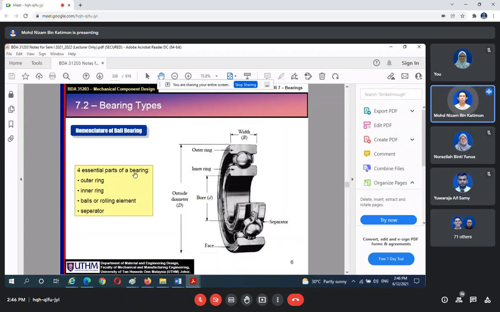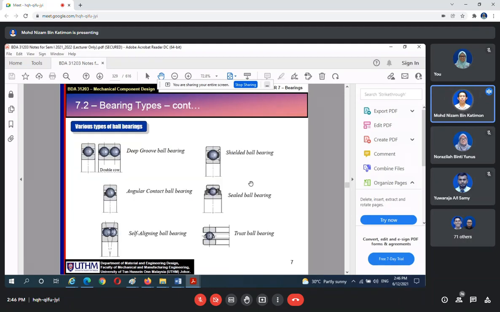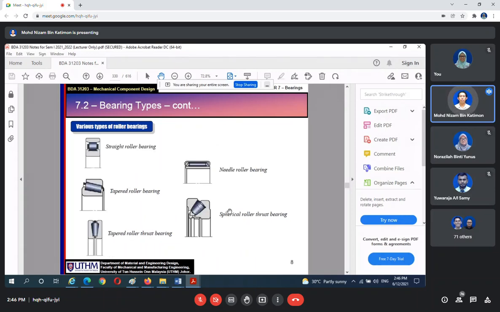For the essential parts in a bearing, there are the outer ring, inner ring, ID, OD. This is the ball or rolling element and the separator. There are many types of bearing. One is the ball bearing type: we have deep groove, shielded, angular, and so on. The second one is the roller bearing. Just now was the ball bearing, now it's the roller bearing.